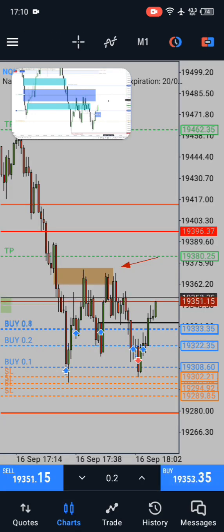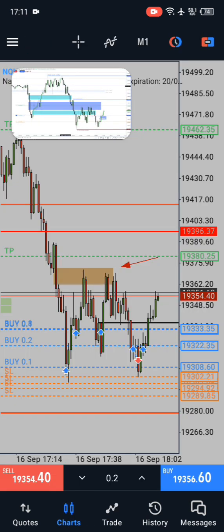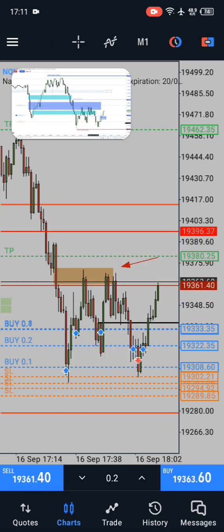As you can see, up above that fair value gap that I wanted to see as an inversion fair value gap, we've got buy stops. If I see buy stops like that, I am very confident that the market is going to go up there and take out those stops.